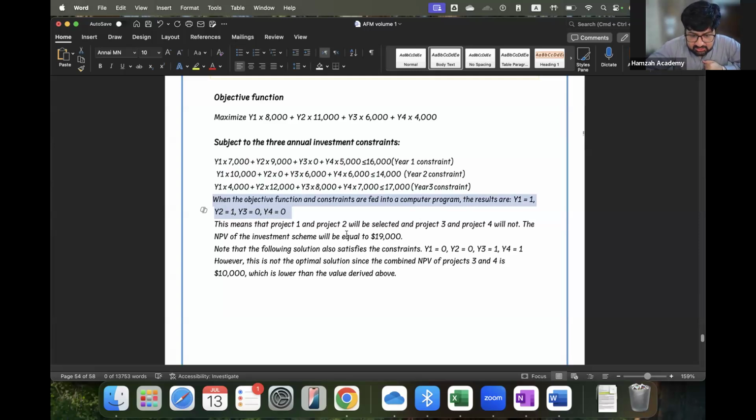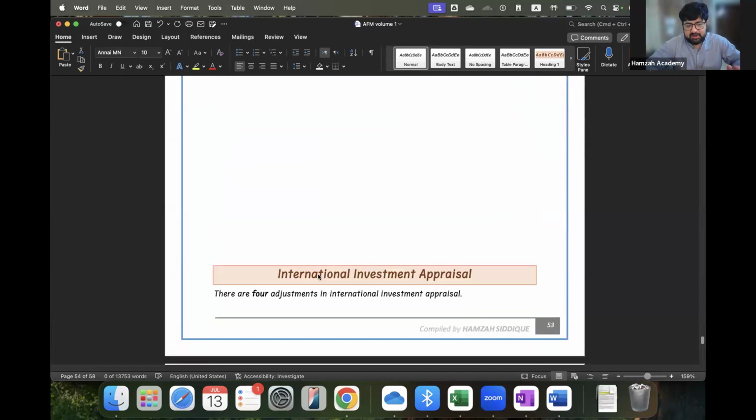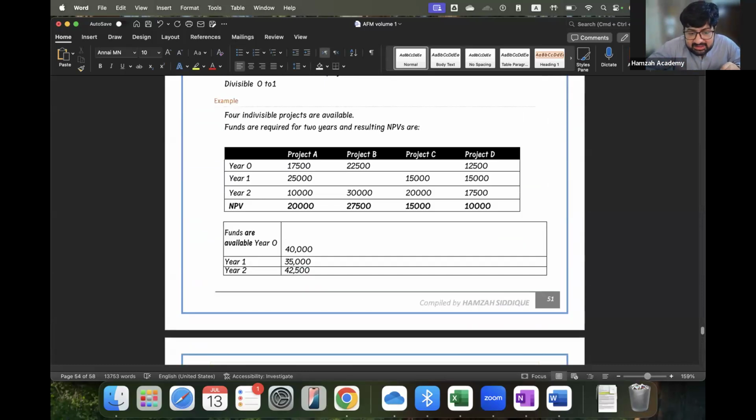So if 3 and 4 are taken, they are ignored, the value will be less. Again, this interpretation is part of your syllabus only. The programming and the calculation through the program is not part. Simple interpretation is your part. Now, capital rationing is done.